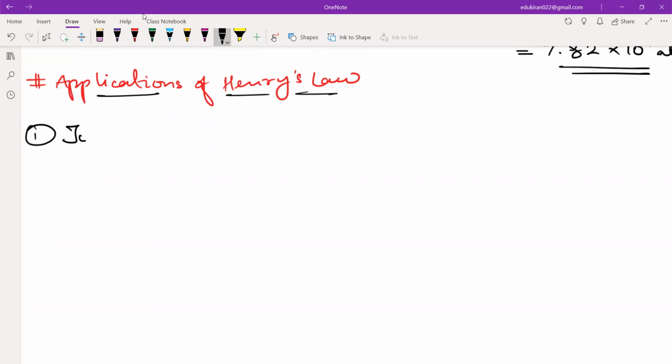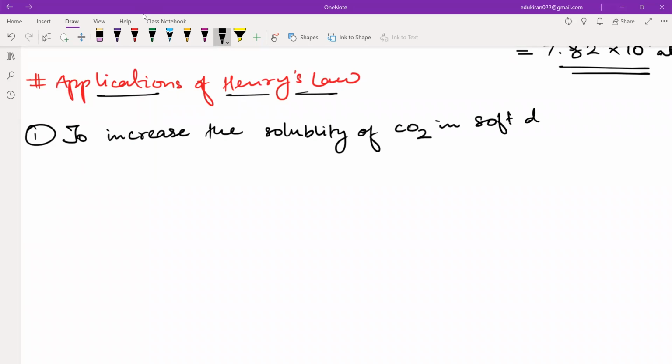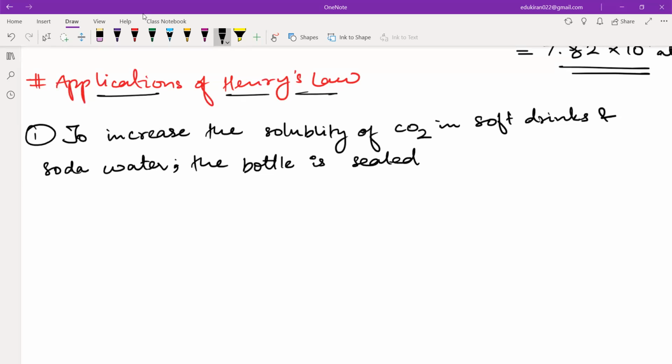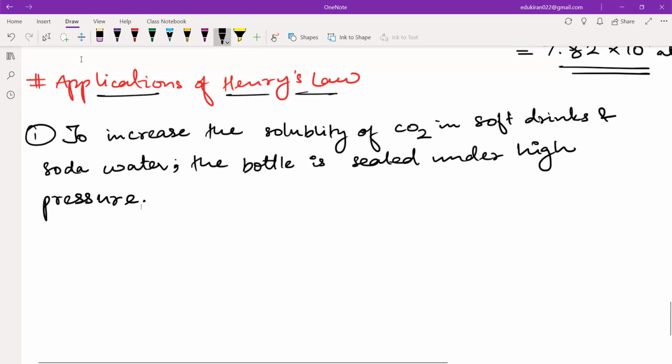To increase the solubility of CO2 in soft drinks and soda water, the bottle is sealed under high pressure. Okay, what happens with high pressure? Due to high pressure, the solubility of CO2 increases. Okay, is that right? Yes or no? Any doubt till here, guys? No, sir. Okay. ठीक है, इसको जल्दी से लिखिए.